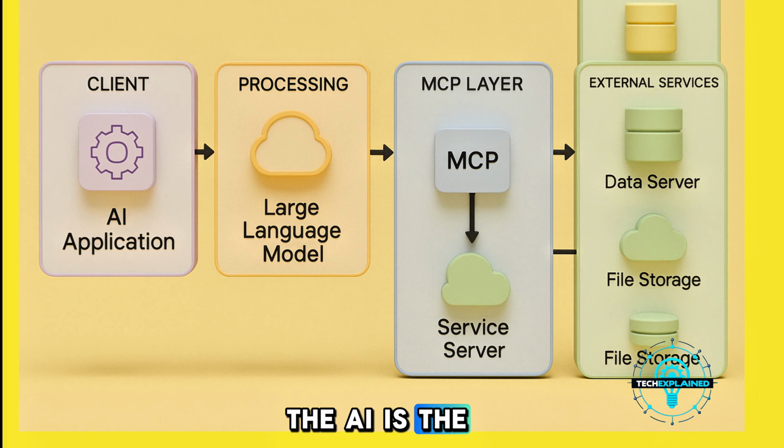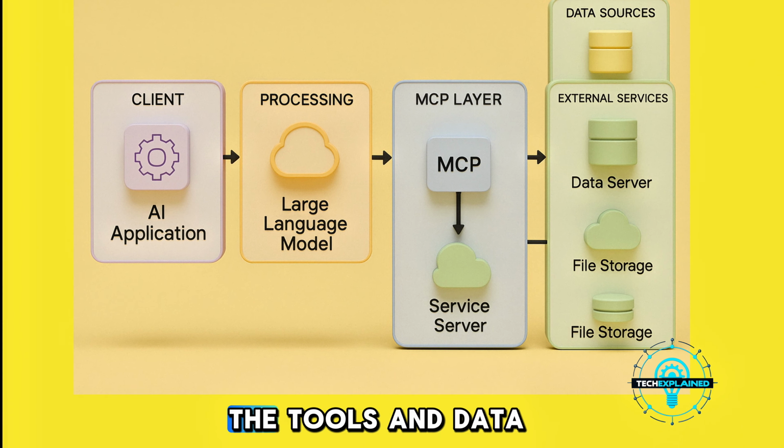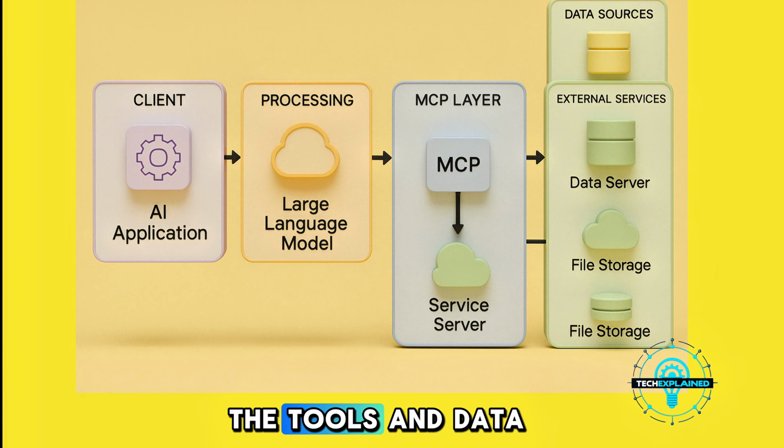Behind the scenes, it's using a client-server setup. The AI is the client asking for stuff. The tools and data live on servers ready to respond. And MCP is the translator, making sure they all understand each other, no matter where they're from or who built them. And because it's a standard, it works across different systems, models, and companies.